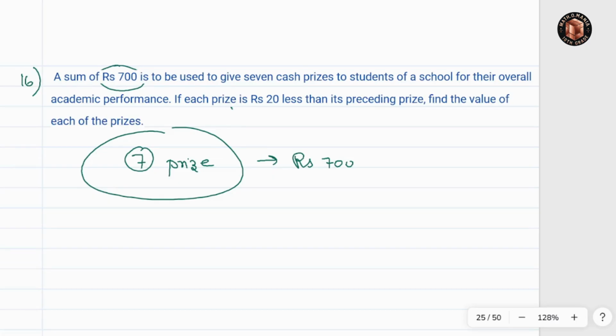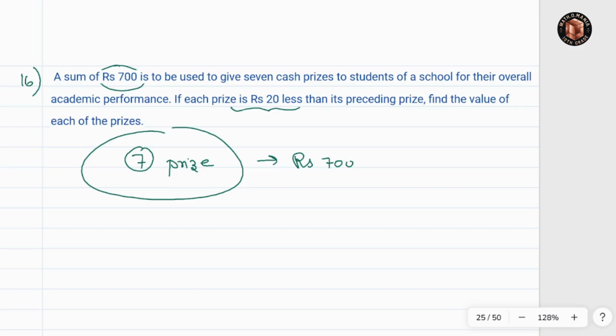And they are telling one more thing, that the difference between each price is 20 rupees less than the previous price. That means for the first price, if there is a certain amount called P, then the second price will be 20 rupees less than the first price. Third price will be again 20 rupees less than the second price. Like that it goes on.